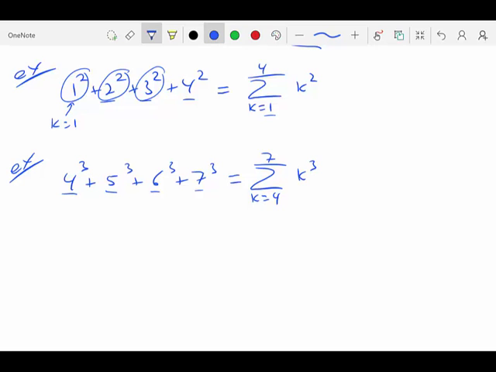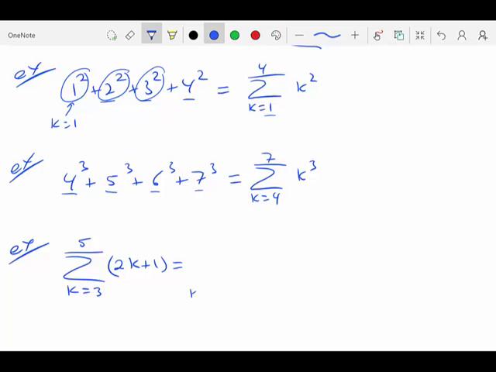So we need to be able to take sums and write them using summation notation. We also will need to be able to take summation notation and know what it should look like as a sum. So for example, what if I wanted to evaluate k goes from 3 up to 5 of 2k plus 1? Right, well, let's expand that into a sum.